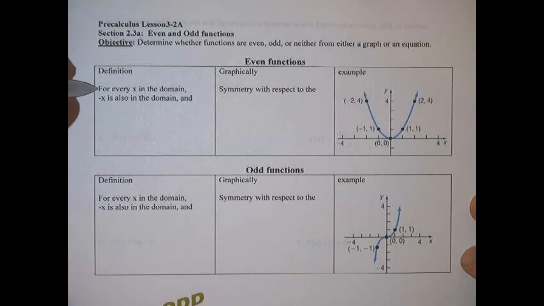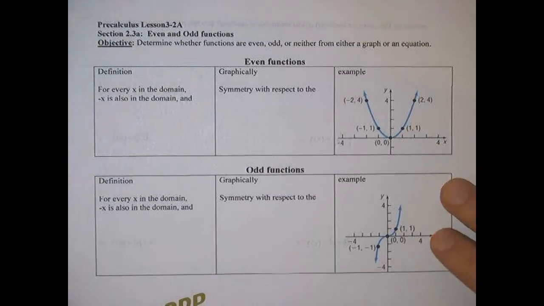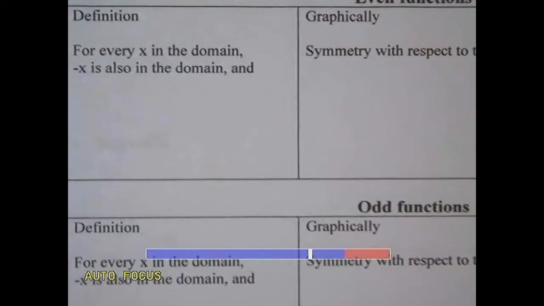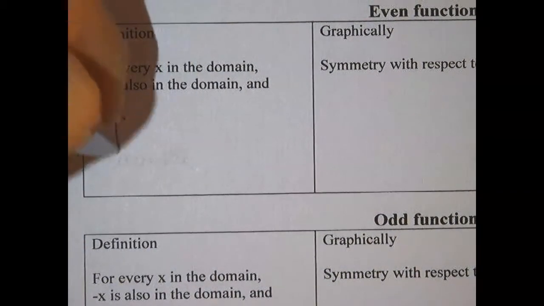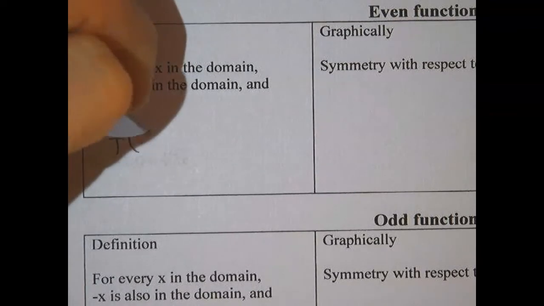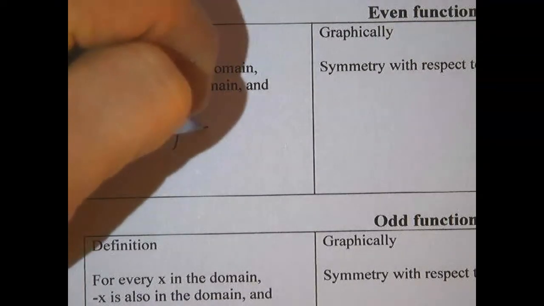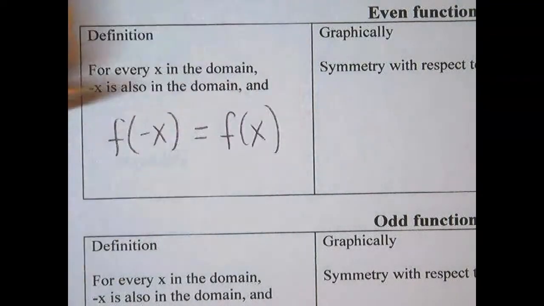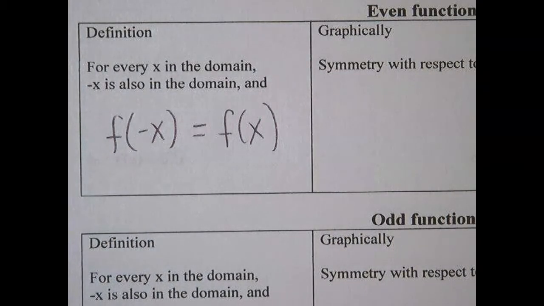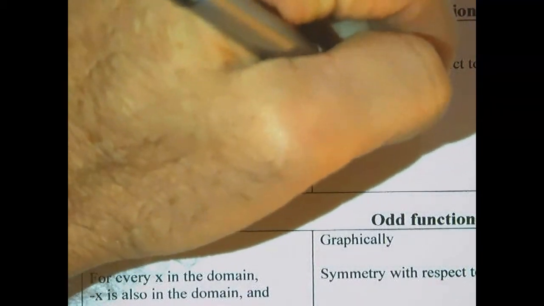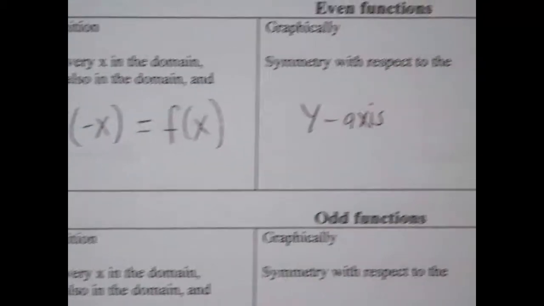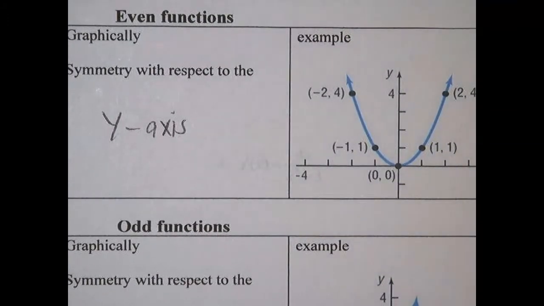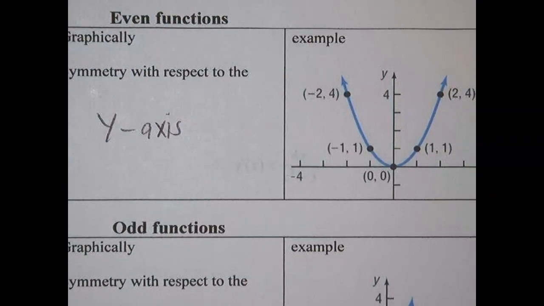So first of all, for every x in the domain, negative x has to also be in the domain. And for an even function, f of negative x must equal f of x for all x in the domain. And this is symmetry with respect to the y-axis. You're looking at an example of an even function right here. You probably recognize this as y equals x squared.